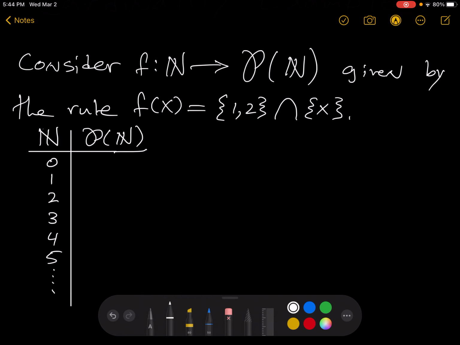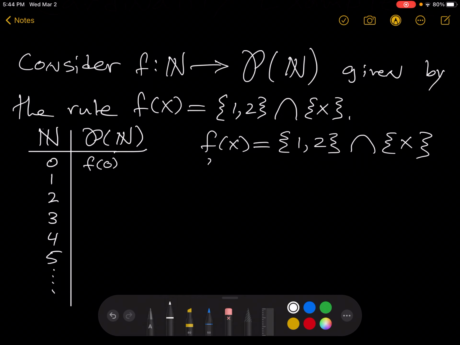And now I'm going to fill out the power set of the natural numbers column using my rule, f of x. All right, so f of x is this rule, the intersection of the set containing 1 and 2 with the set containing x. Now, right here, I'm going to put f of 0. So f of 0 is the set containing 1 and 2 intersected with the set containing 0.